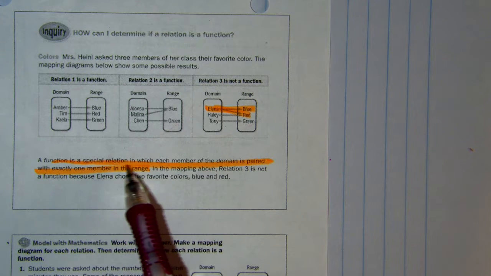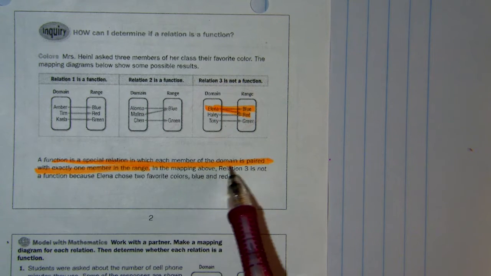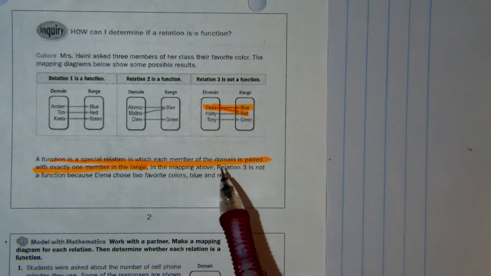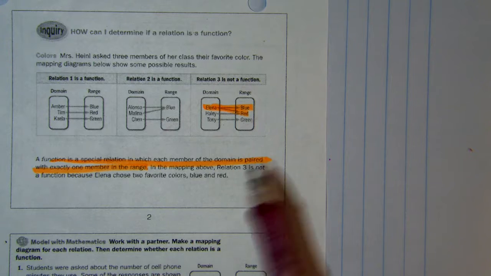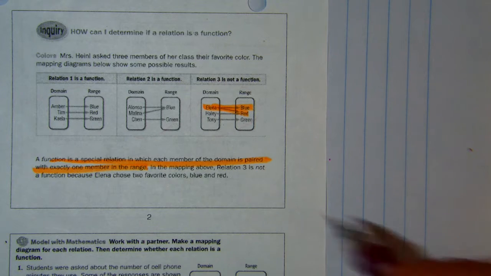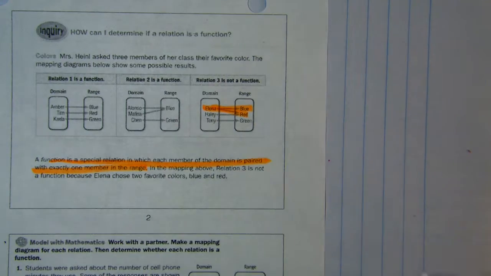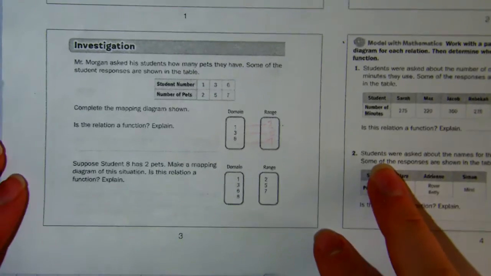A function is a special relation in which each member of the domain is paired with exactly 1 member of the range. If in the mapping above, Elena chose 2 different colors, so that one would not be a function, meaning that domain had 2 range values. So let's look over here.